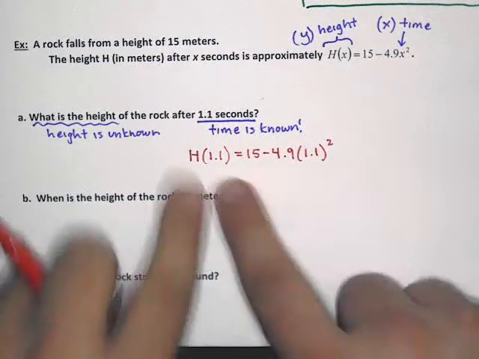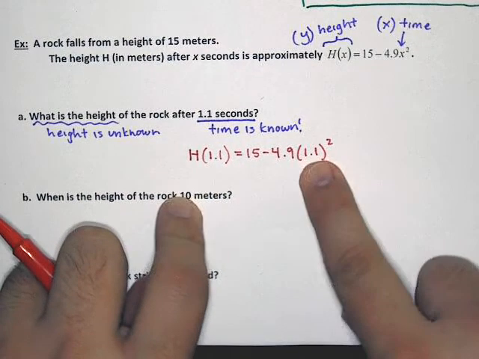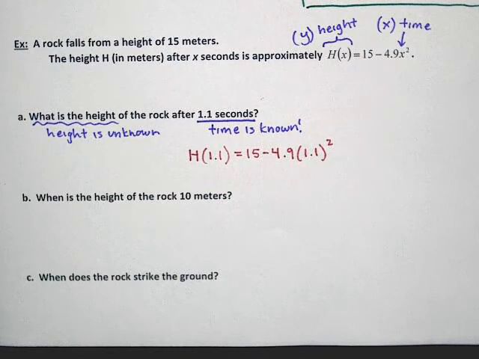Alright, that's all I did. I just replaced my x with 1.1. And now, guys, you can go straight to the calculator. You can do this in one line if you want. You don't even have to show me much work. I would just do 15 minus 4.9 parenthesis 1.1 squared.